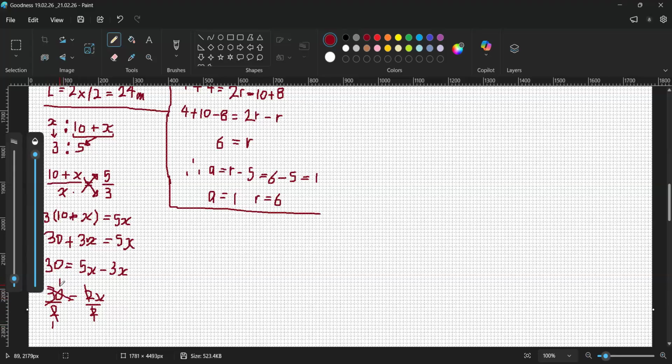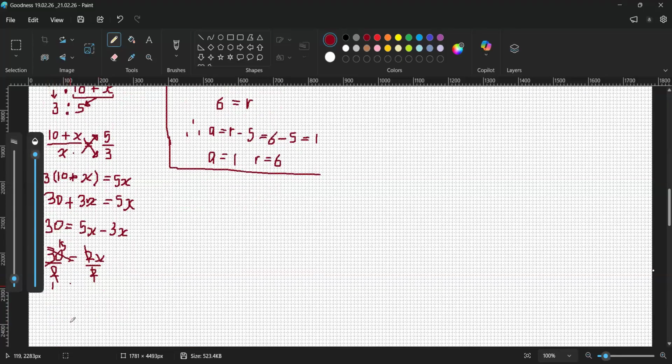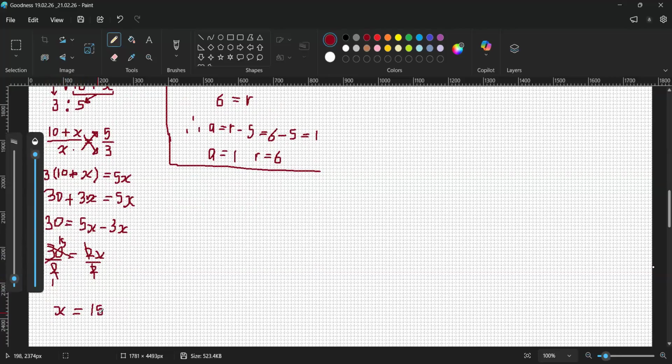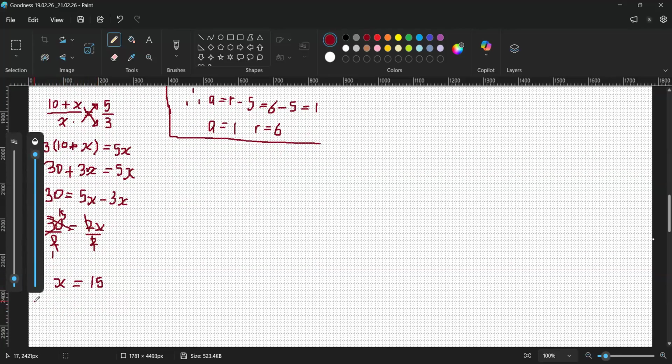15. And now, I think we've been able to find one of the numbers, right? X will be equal to 15. The second one will be what? 10 plus x, which is what? 25. Good. Because we said the other one exceeds the other by 10. 10 plus x, which is 10 plus 15, which will be equal to 25.